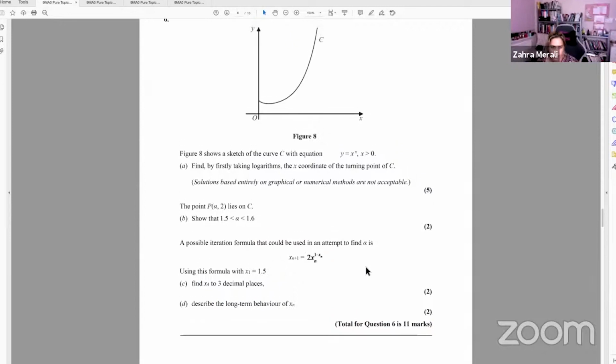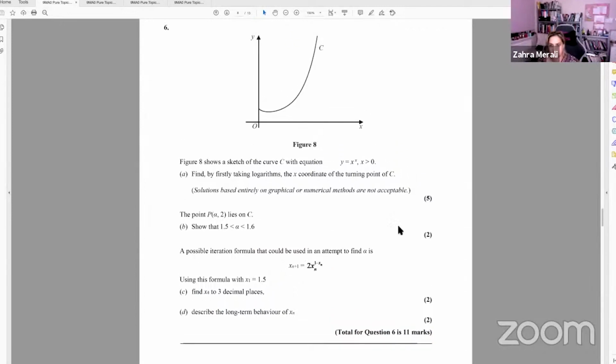Find first by taking logarithms, the x coordinate, the turning point. Okay, so what we're going to do is we're going to do 6a here, and leave the iteration bit and just do the differentiation bit to start with. So it's telling you how it wants you to do it. It's telling you it wants you to take logs.